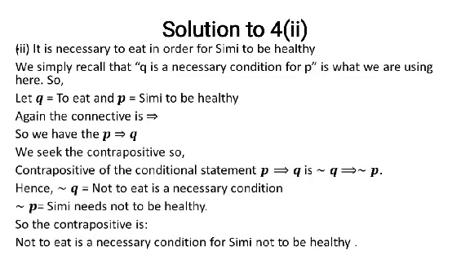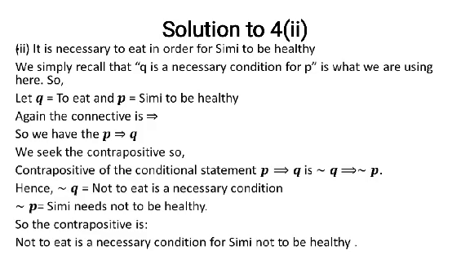And for the last solution, for II, we're trying to find the contrapositive again. It says, it is necessary to eat in order for Simi to be healthy. Wow. Can you see this necessary part of it? If you go back, rewind, you will see that it's similar to Q is a necessary condition for P. So what do we do here? We just simply let Q be to eat and let P be Simi to be healthy. So our connective again is that arrow. So we seek the contrapositive.